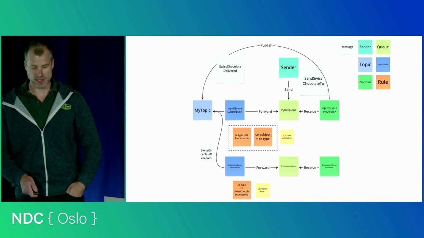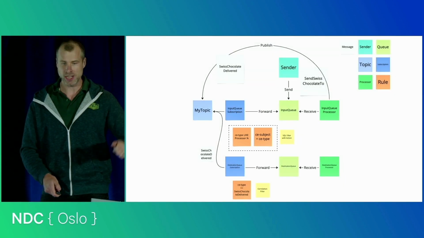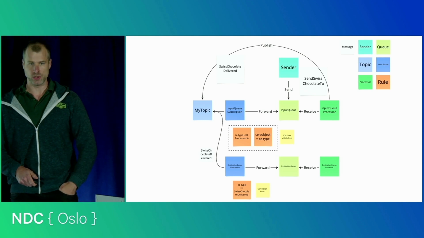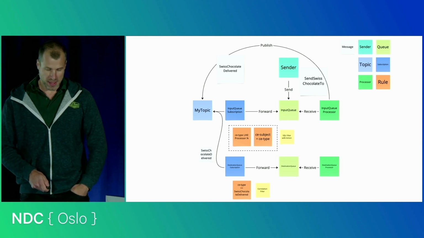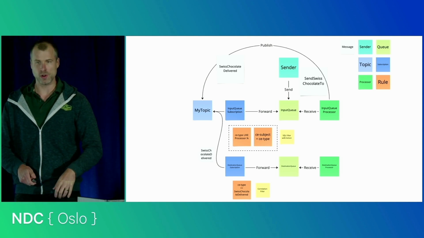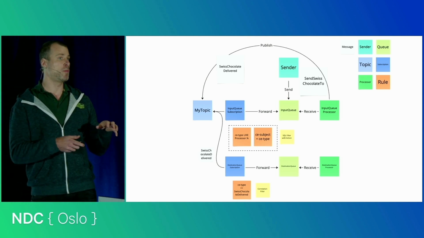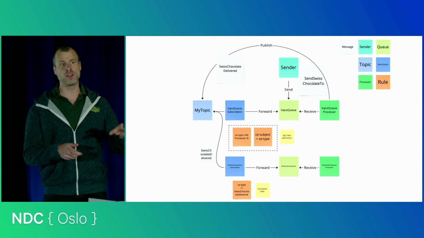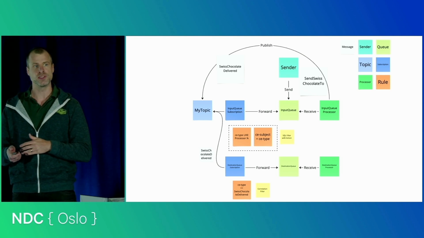What this does, it essentially says, whenever the filter was matched, I'm automatically setting the subject to the type. And then there's another filtering mechanism that is called the correlation filter. The correlation filters are much more runtime efficient compared to SQL filters.